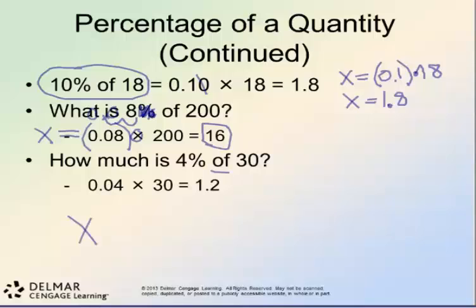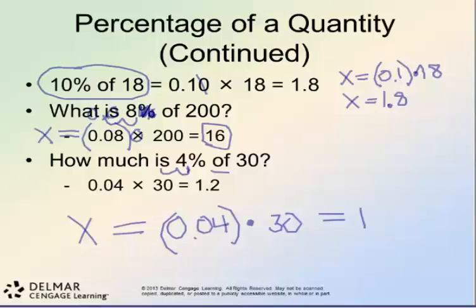So how much is 4% of 30? To convert our percent to a decimal, we divide by 100, so we get 0.04. Of tells us to multiply by 30, so we have 0.04 times 30, and we get 1.2. The decimal number 1.2, or 1 and 2/10, is our answer.